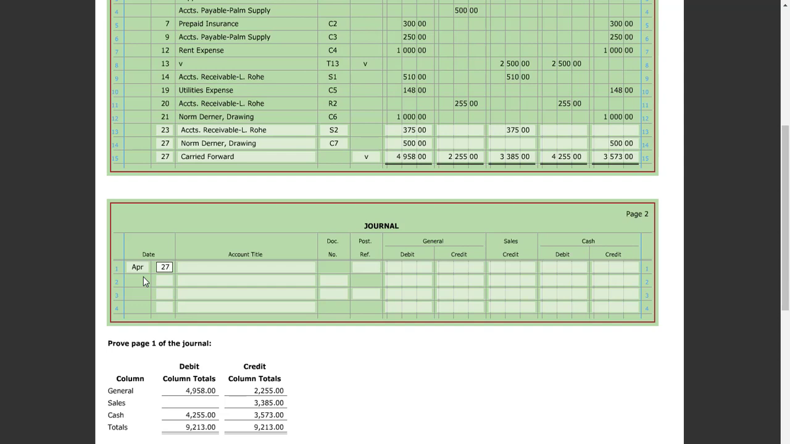So on the top of page 2, I'm going to write brought forward. And anytime I do carried forward or brought forward, I also put a check mark in the post-reference column. And now I just put those same numbers down, 4,958, all the way across. So the numbers on the bottom of page 1 are now on the top of page 2. Once I have done that, I need to go through and record the rest of the transactions for April.